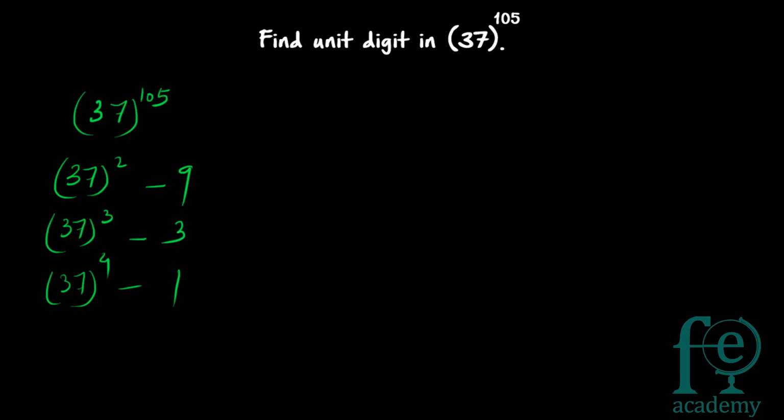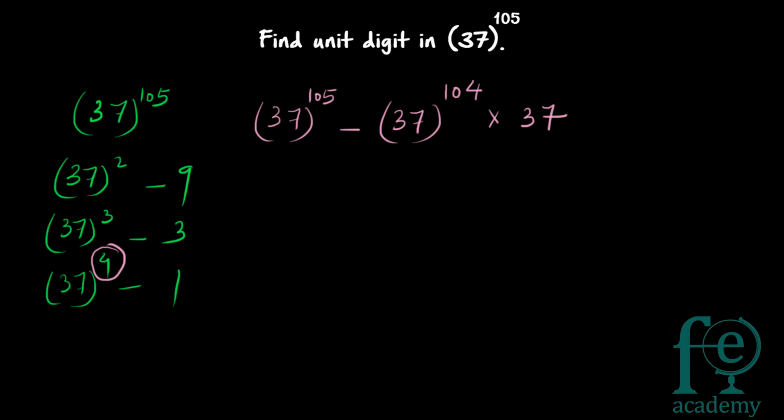So what can you infer from that? All the powers of 37 which are multiples of 4 also will be ending in 1. So 37 raised to 105 you have to split up in terms of multiples of 4. 104 is a multiple of 4, so 37 raised to 105 can be written as 37 raised to 104 into 37. 37 raised to 104 will be ending in 1, since 104 is a multiple of 4 and all the powers of 37 which are multiples of 4 will be ending in 1. So 1 into 7.